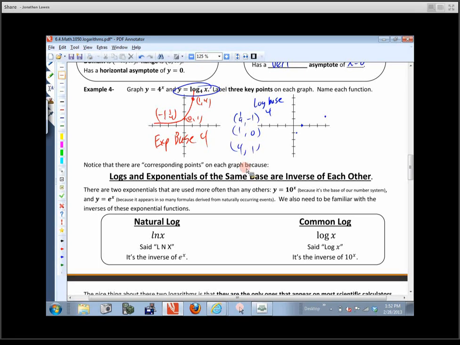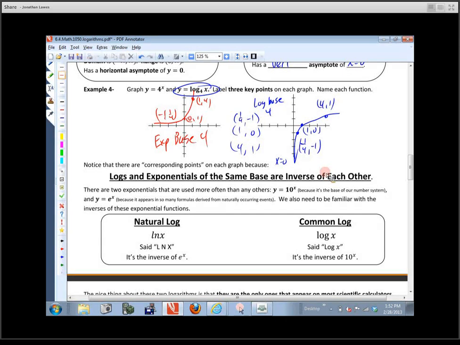And again, we mentioned this yesterday. It's because that's where the bend happens. That's where the most curve happens. And then we've got this vertical asymptote of x equals 0. And we just want to label each one of those points. So (4, 1), (1, 0), (1/4, -1). Okay, any questions?